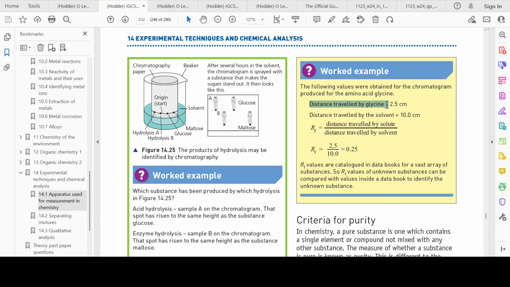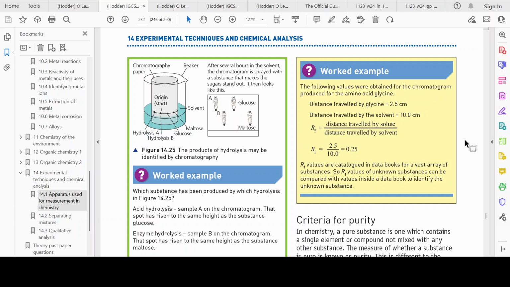Distance traveled by glycine is 2.5 centimeters. Distance traveled by the solvent is 10 centimeters. The RF value comes up to be 0.25. Again, the RF value depends on which solvent you've used. Different solvents will give you different RF values. So to refer to that, you need to check a table of values for that particular solvent.